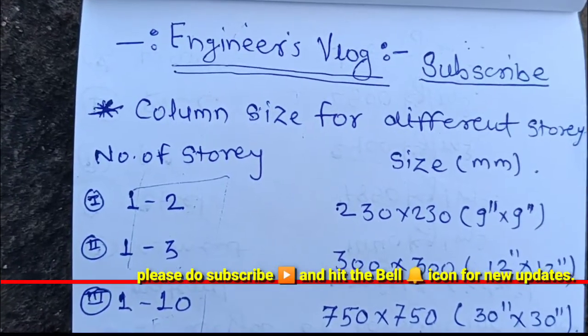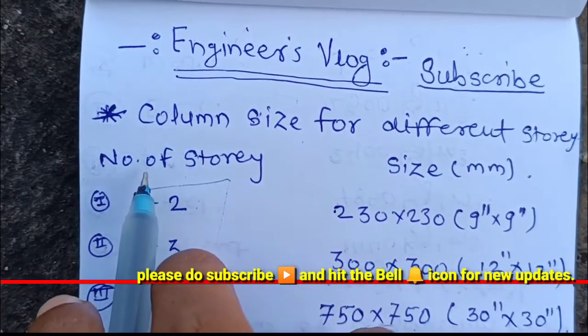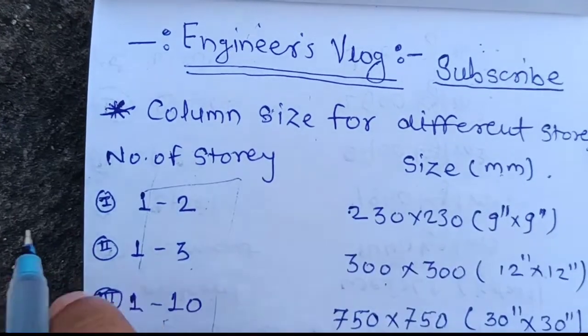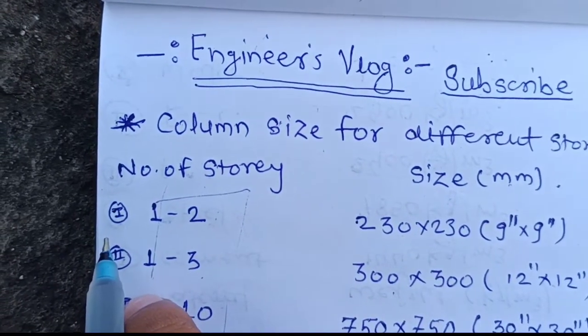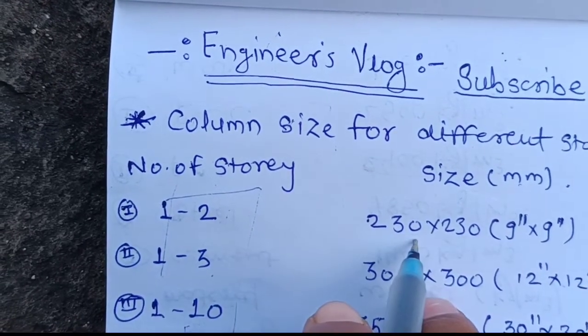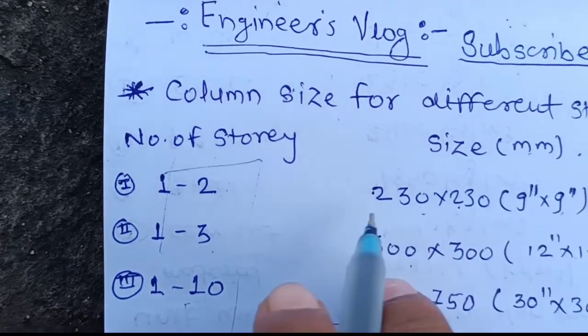Today we discuss column size for different story buildings. This section is number of stories, and this is size in mm or inches. If the building is about 1 to 2 stories, then column size is 230 by 230 mm, or 9 inches by 9 inches.